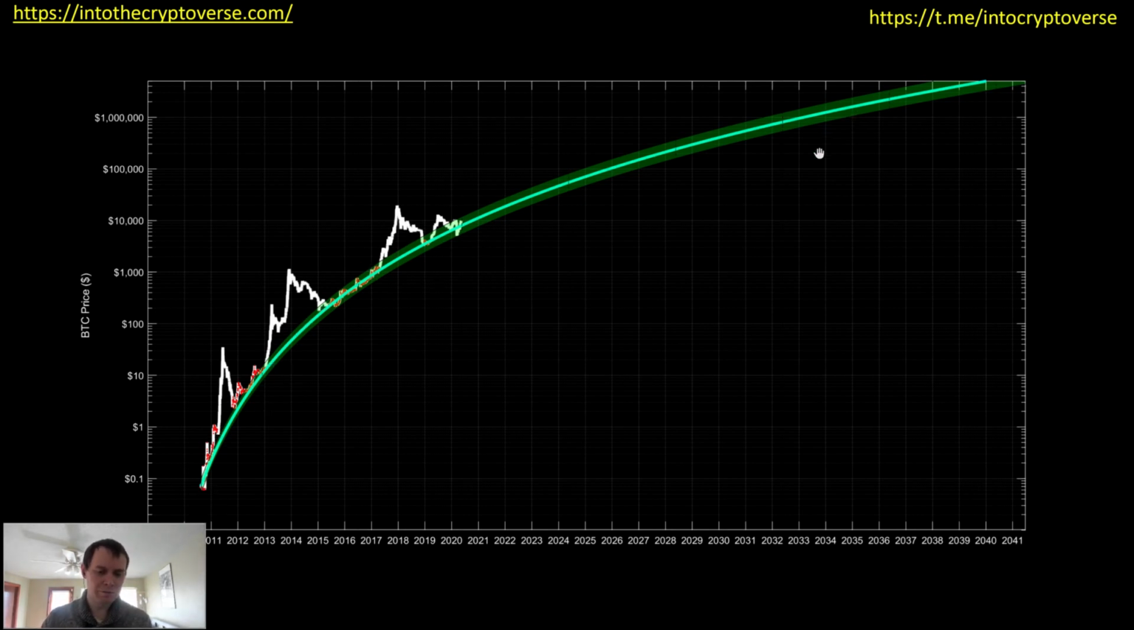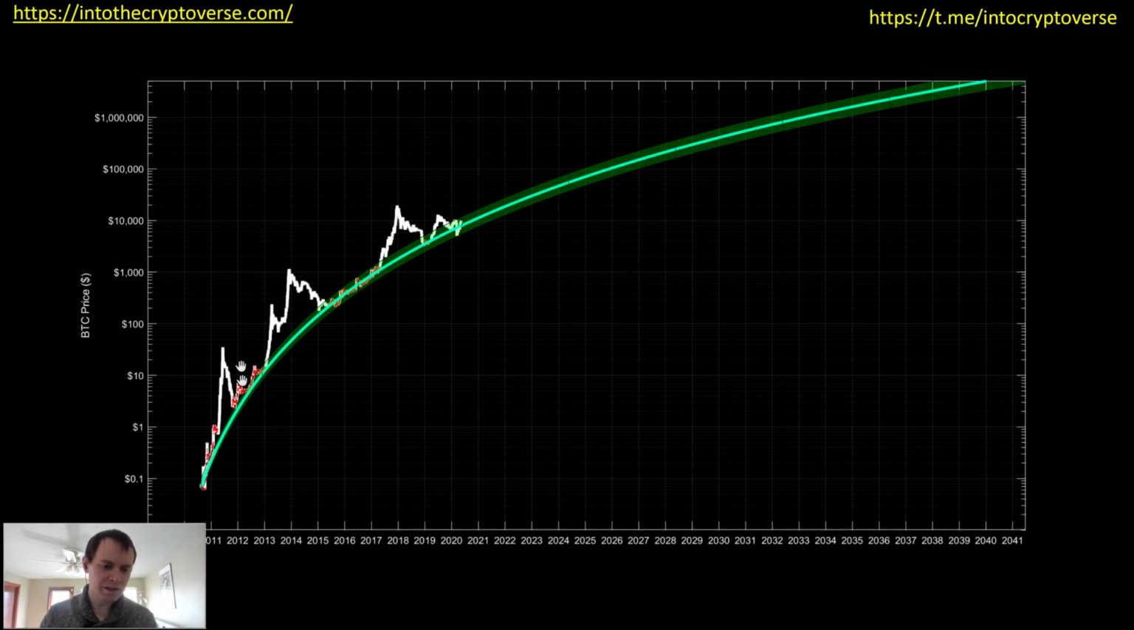So again, this is the macro level picture, and I want to explain here. You can see that if you were to, as a thought exercise, just extend this curve out, then it would put us at getting to a $100,000 Bitcoin in 2026, and a $1 million Bitcoin by 2033. But the thing is, this is our fair valuation.